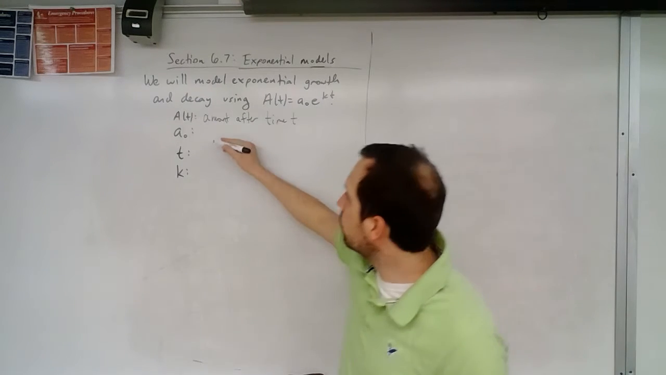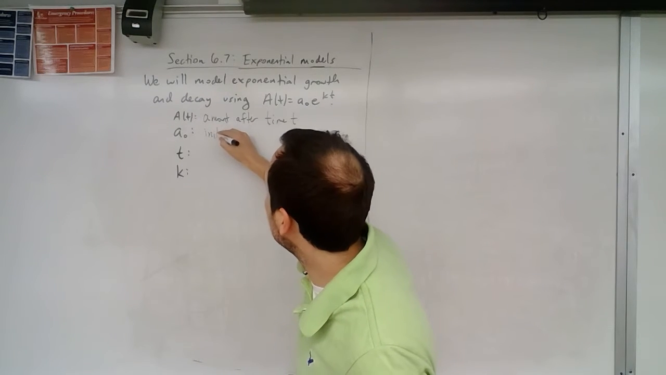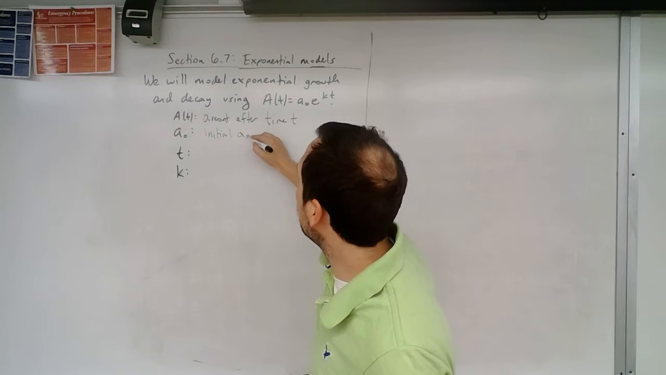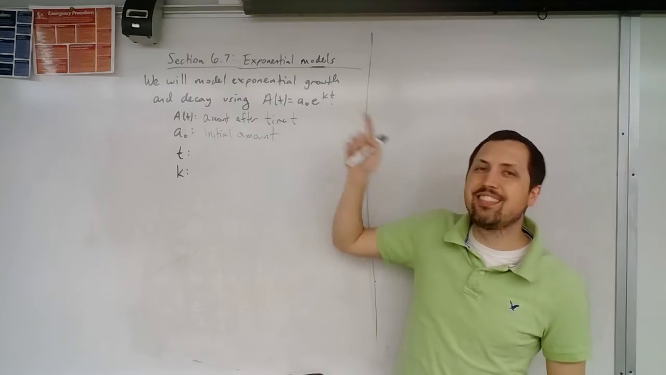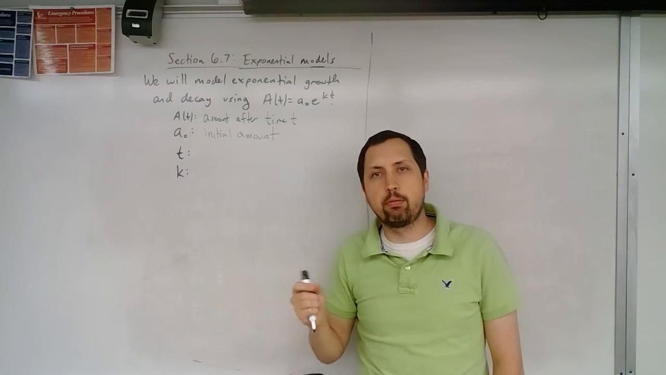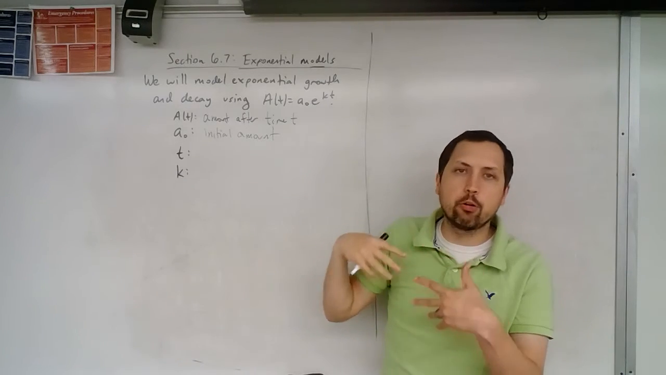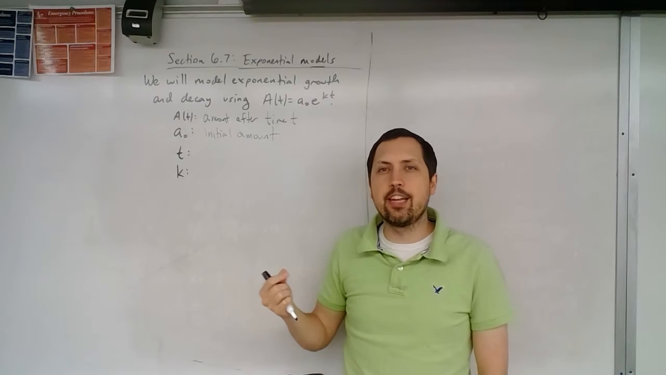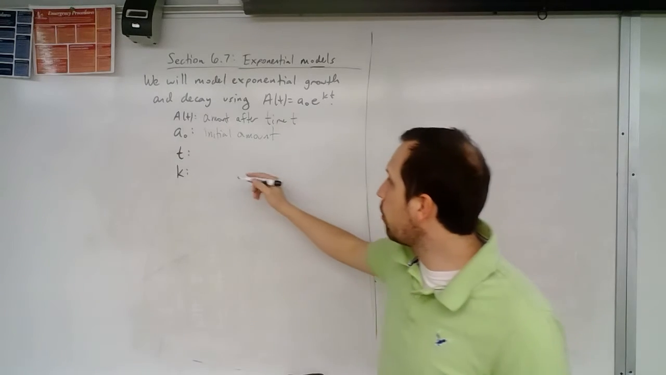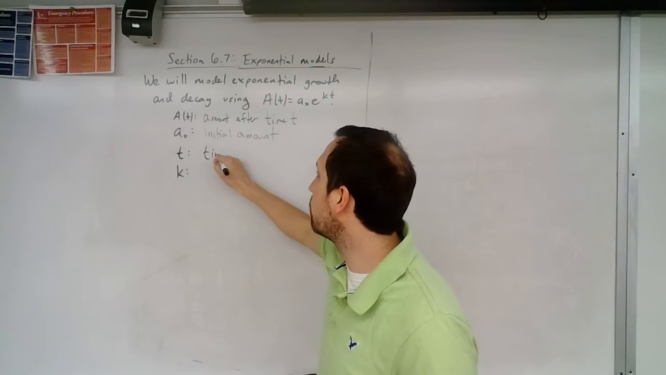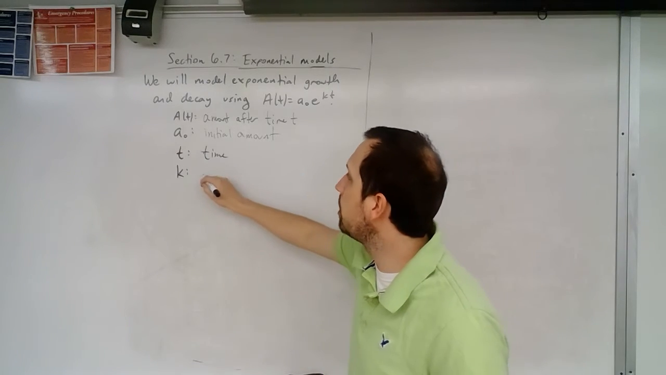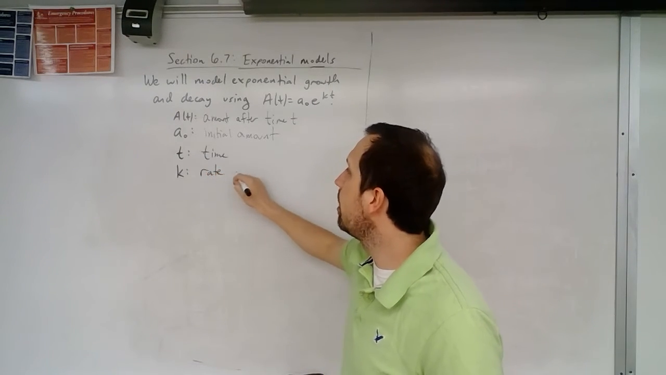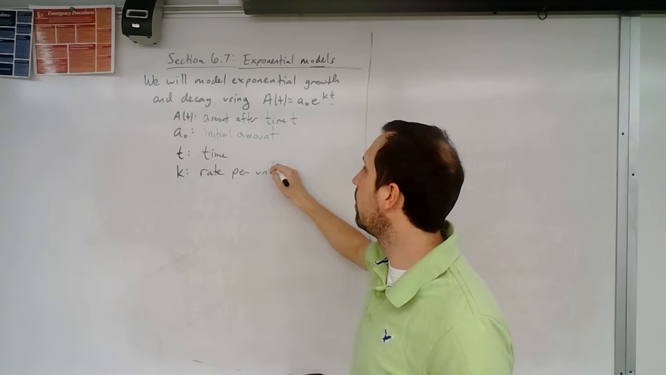A sub 0 is going to be the initial amount. So this number that goes in front is the initial amount present. That'll often be pulled from context, so figure out what that initial amount is. t is going to be whatever our time is, whatever units, whatever amount of time we have, and k is going to be some rate per unit of time.